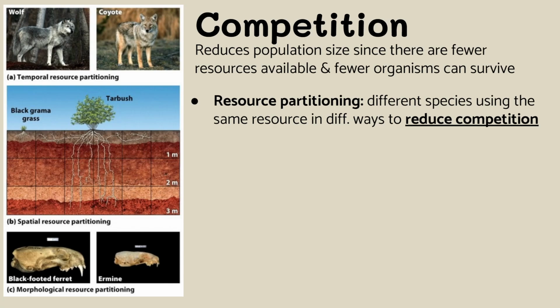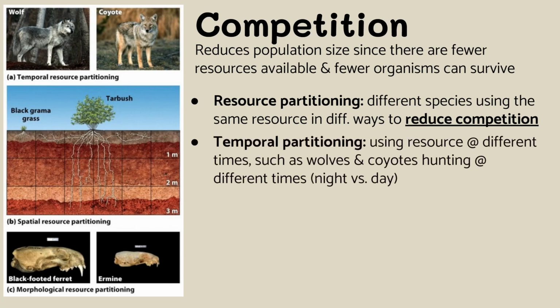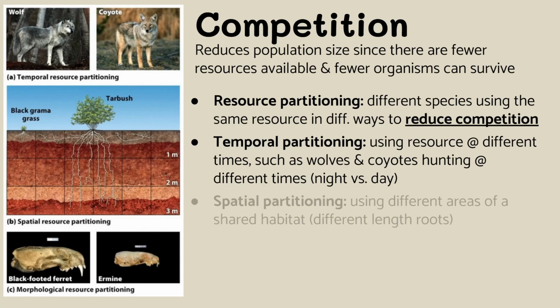The first is called temporal partitioning. This is where organisms or species that compete for a shared resource are going to use the resource at slightly different times to avoid direct competition. Here we have the wolf and the coyote. They are both going to hunt for small mammals, but they're going to do so at different times of the day. This way they avoid directly competing for the same hunting territory.